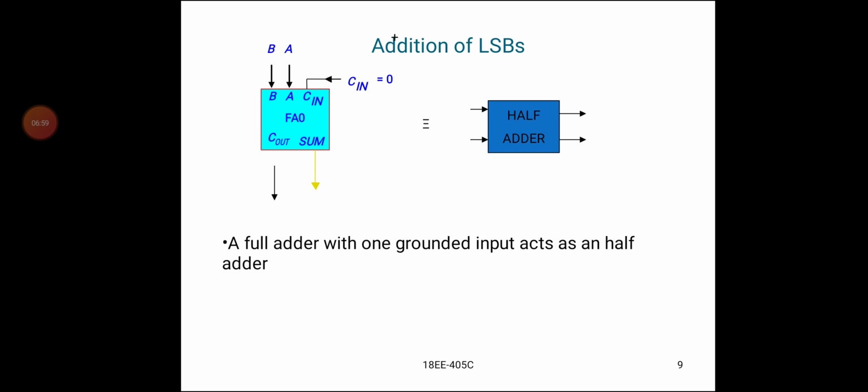If you use a full adder having 3 inputs A, B, C, then for addition of the LSB of the 2 numbers, you make C in equivalent to 0. We get sum and C out. A full adder with 1 grounded input acts as a half adder.